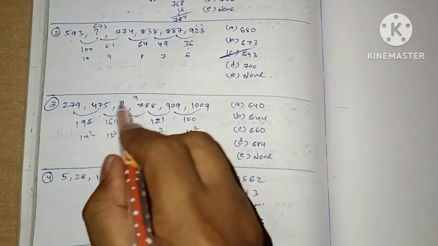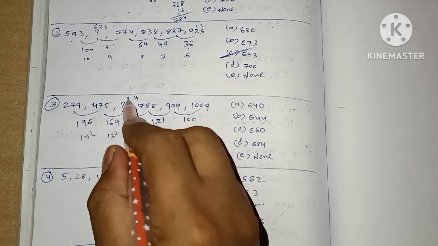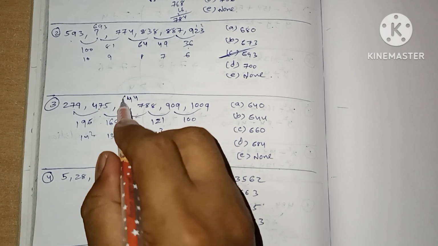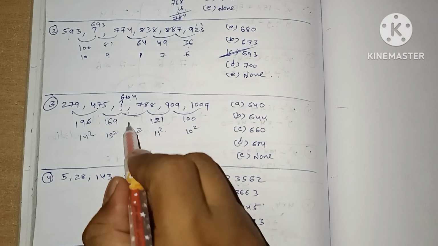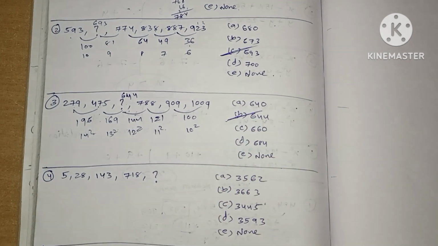This will be 4 and 8 plus 6 14. 644. 644 plus 144, we get 788. So answer will be 644, option B.